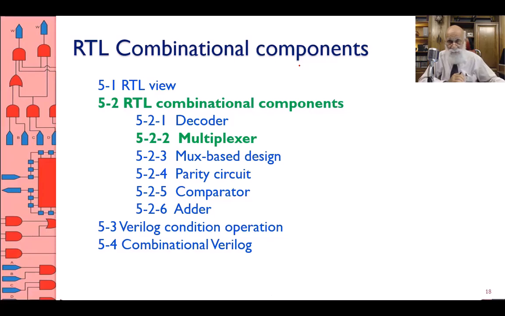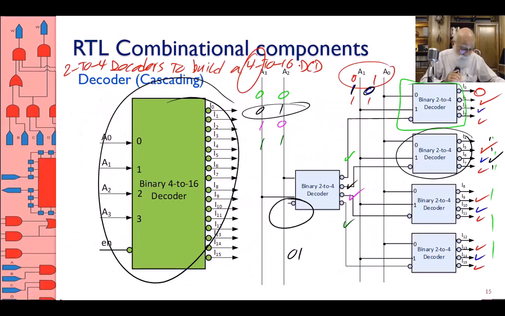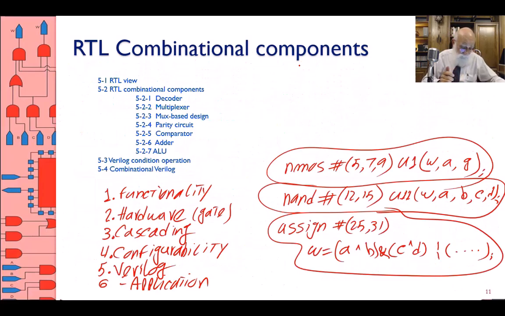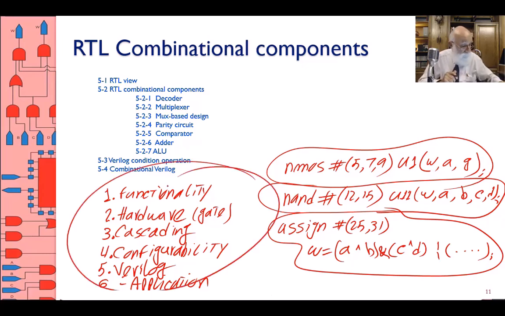The next is multiplexer, and we're going to do the same thing for the multiplexer, okay, which is functionality, hardware, cascading, configurability, Verilog, and application. The clock rings. This is the end of decoder.